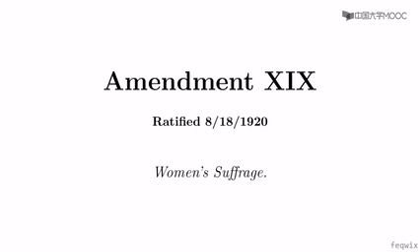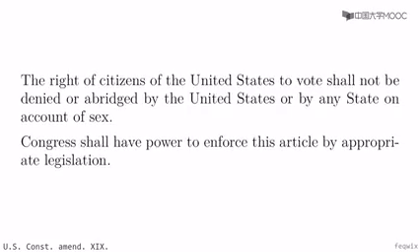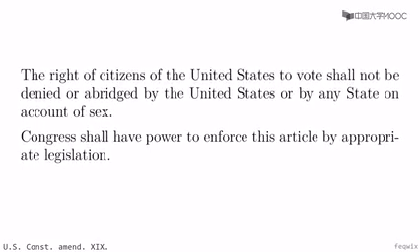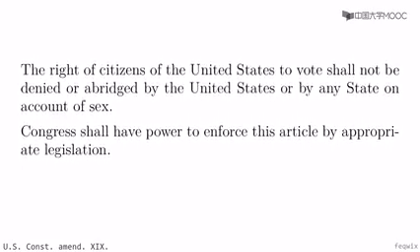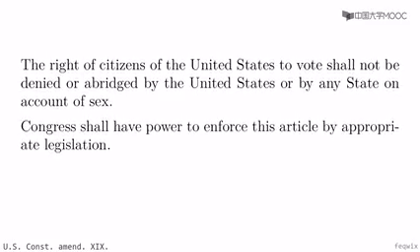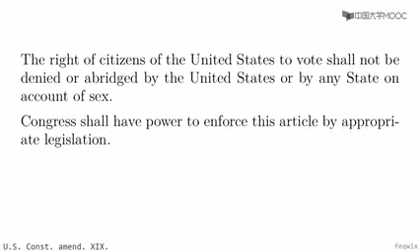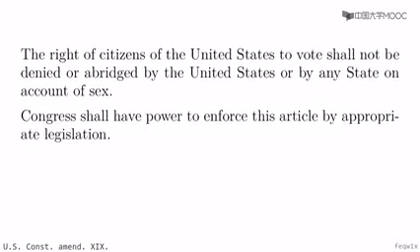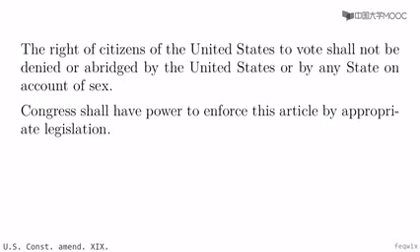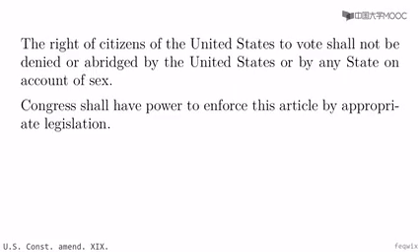Amendment 19. The right of citizens of the United States to vote shall not be denied or abridged by the United States or by any state on account of sex. Congress shall have power to enforce this article by appropriate legislation.